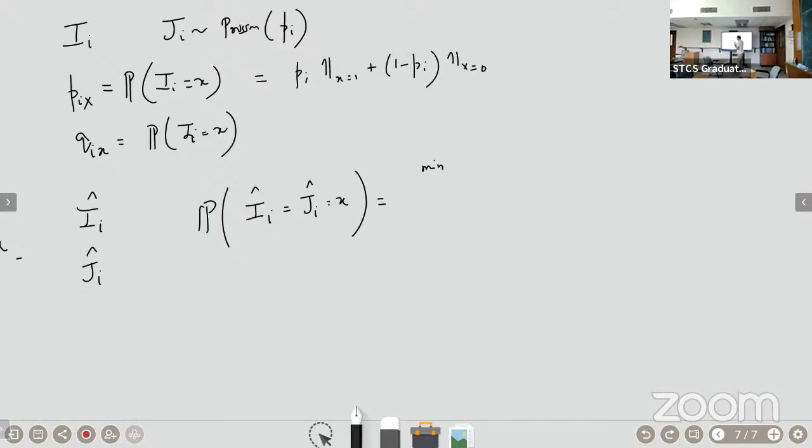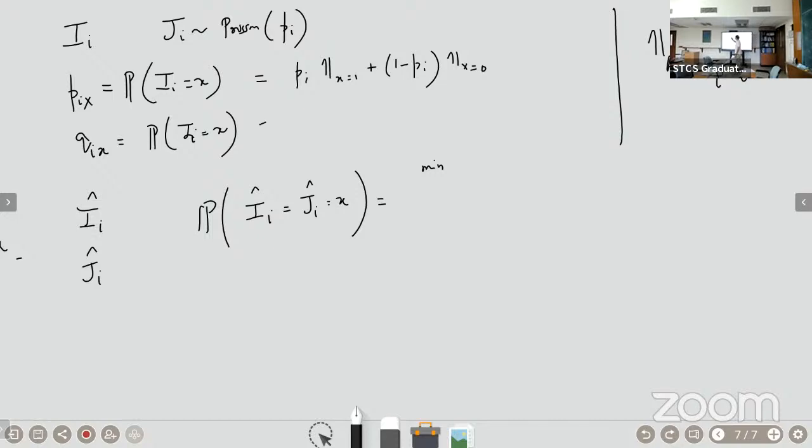What should this really be? This is the indicator. Indicator of event A is 1 if A happens, and zero otherwise. So think of it as binary events, binary variables. Okay, so what will this number be?